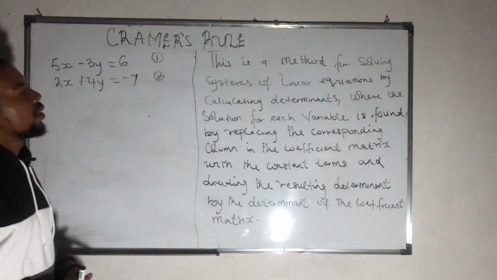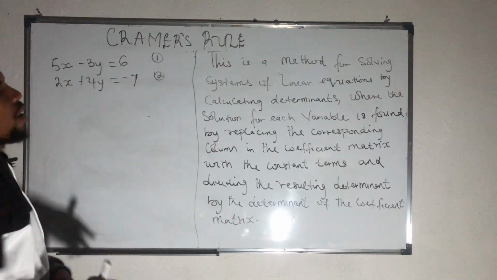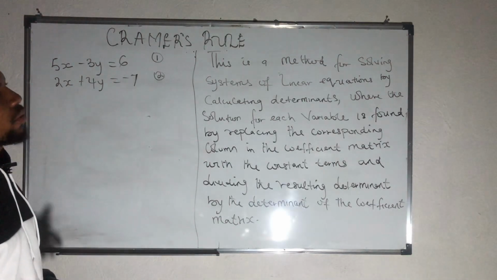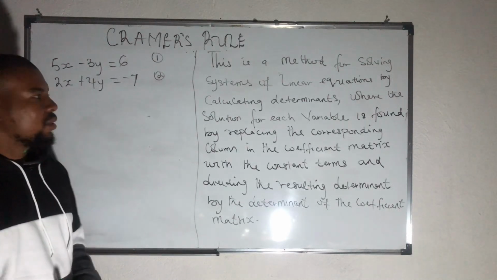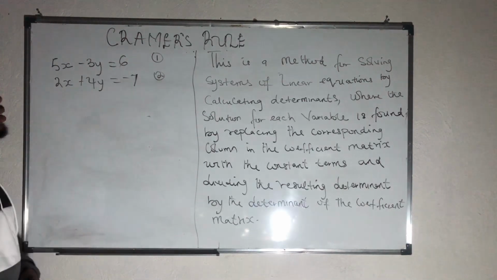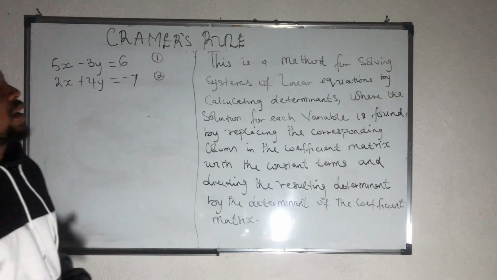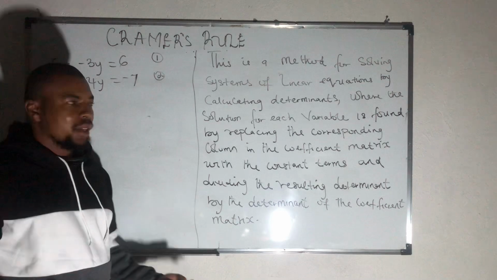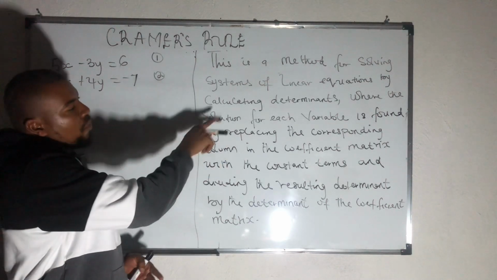Today, we're going to look into Cramer's rule. What is Cramer's rule? This is simply a method for solving a system of linear equations. We have two equations on the board, the first one and the second one, and it says that we're going to solve this system of equations by calculating determinants, where the solution for each variable.